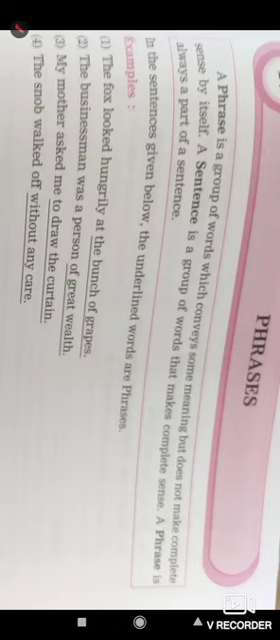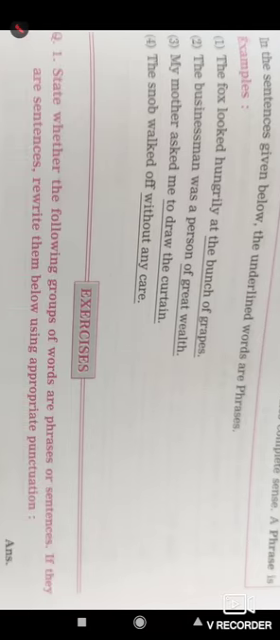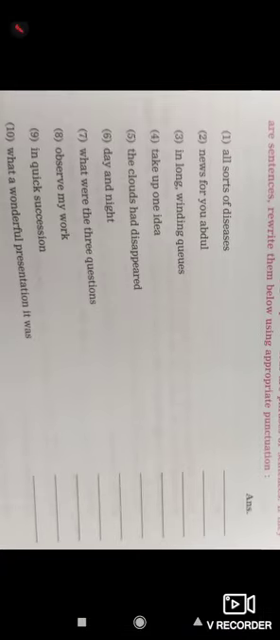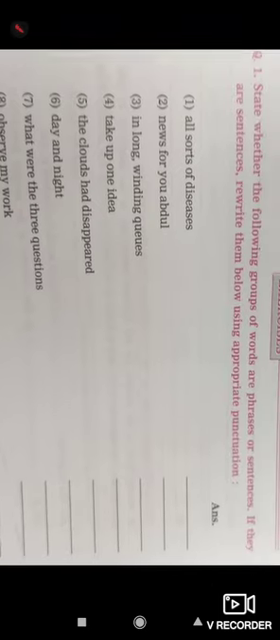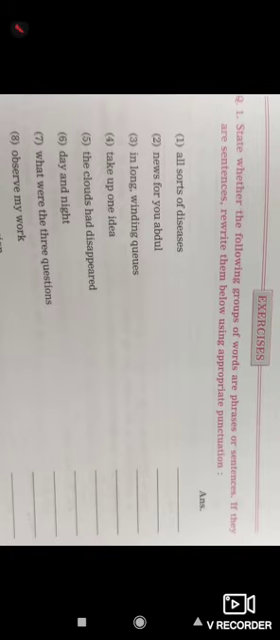I will send you the photograph of the exercise. You have to complete the exercise which I will send you on your group, okay. In these phrases you have to write down the appropriate punctuation which we use with the phrases. Okay, so here we will now stop.